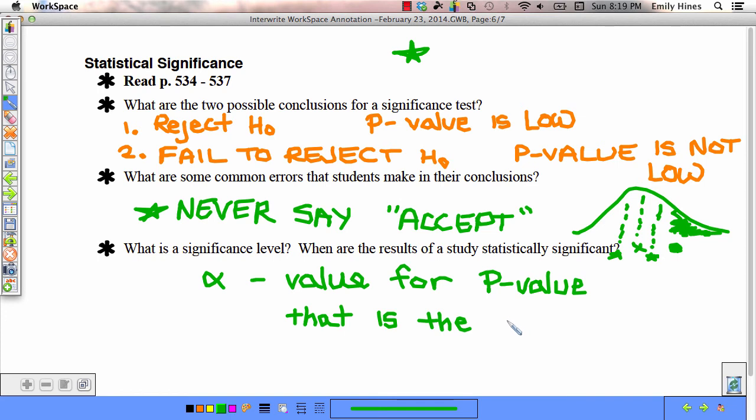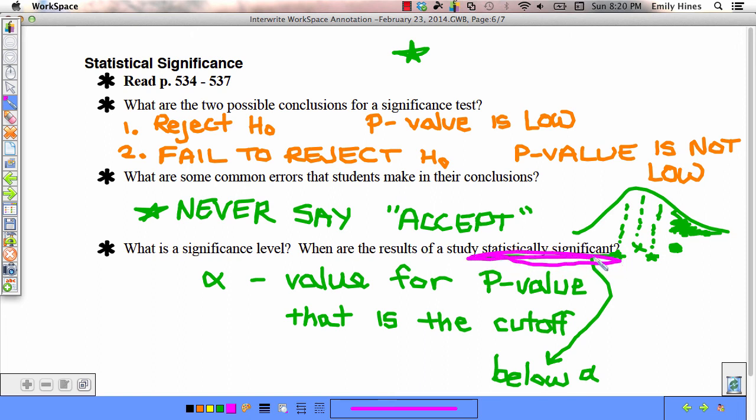Okay, and we call the results of a study statistically significant if they're below that p-value range, if they're below the cutoff, if they are less than alpha. Anytime that we can reject the null, that's when we say that the results are statistically significant. So if you see that when you are reading some article or looking in a journal or a newspaper, if they say their results were statistically significant, that means that they had a p-value low enough that it was below their alpha and they could reject the null.